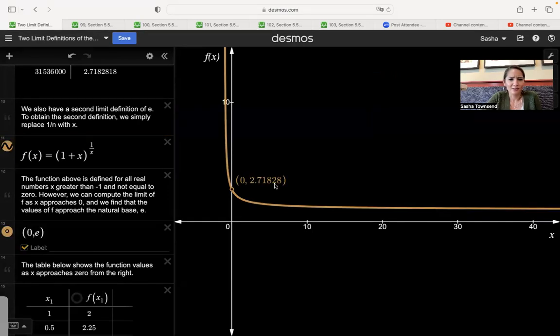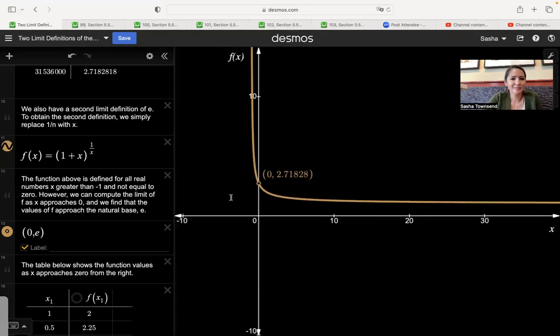I did an open circle there. There we go. And we can see that that lies on the graph. As x gets close to 0 from the left and the right, the y values approach this number, which is e.